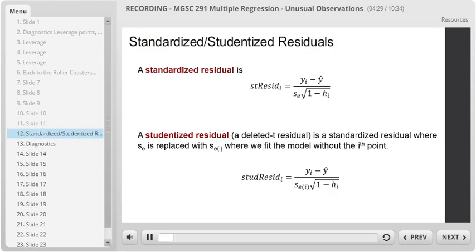Recall that a residual quantifies the deviation of an observed value from the regression model used for prediction. A standardized residual divides the ordinary residual by an estimate of its standard deviation. Essentially, the standardized residual is quantifying how large the residual is in standard deviation units. Just as with z-scores, this makes it easier to identify outliers, in this case, unusually large residuals. A studentized residual is a standardized residual with the exception that the standard error is replaced with the standard error of the model fit without the observed value.